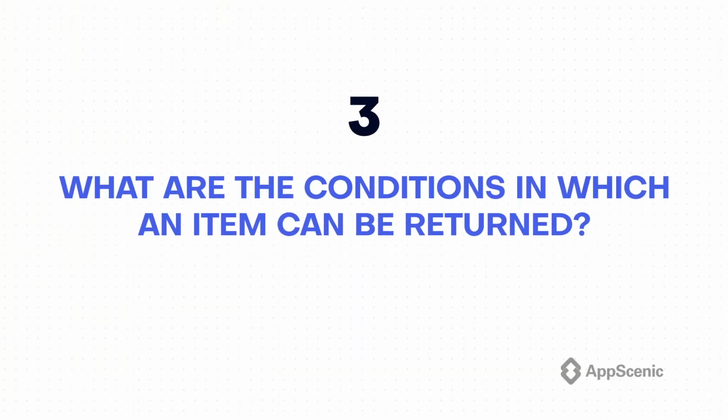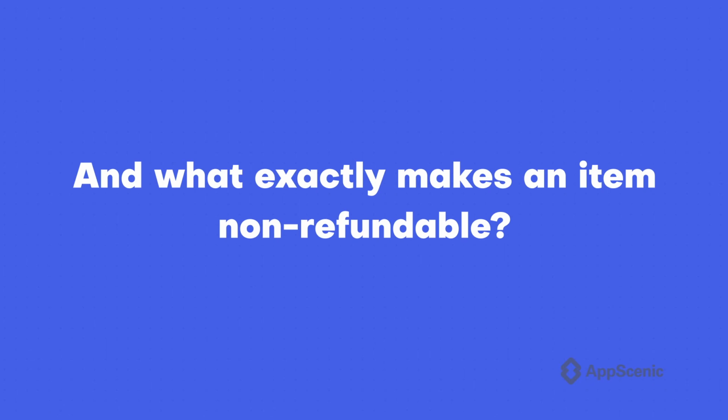3. What are the conditions in which an item can be returned? Are you okay if your customers return an item they already damaged or opened? For example, if you sell clothes, is it okay if they send that item with the tag removed? And what exactly makes an item non-refundable? Again, you need to decide this after you talk with the supplier that ships your items. Only after you see their return policy can you decide how to define your own to avoid miscommunication.